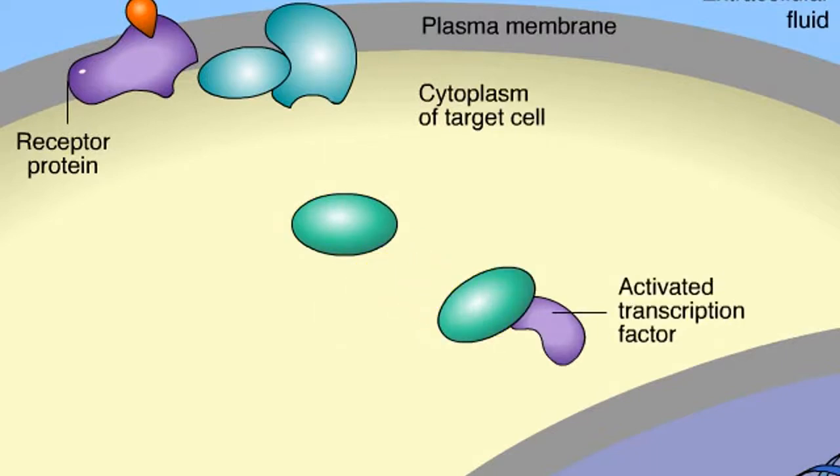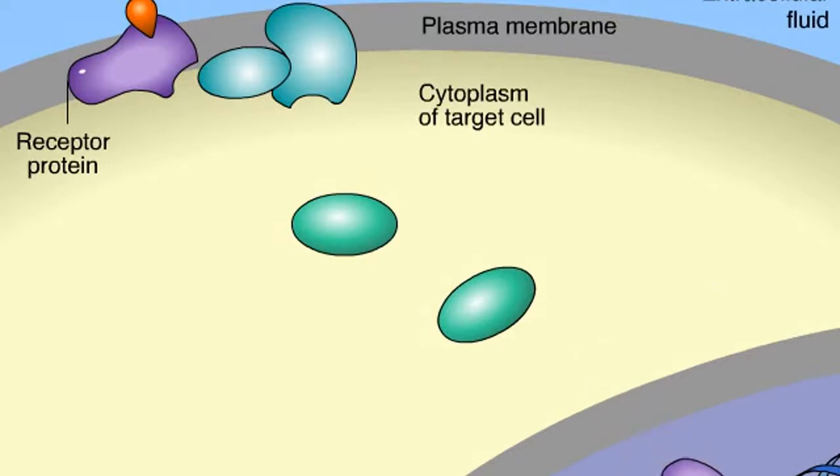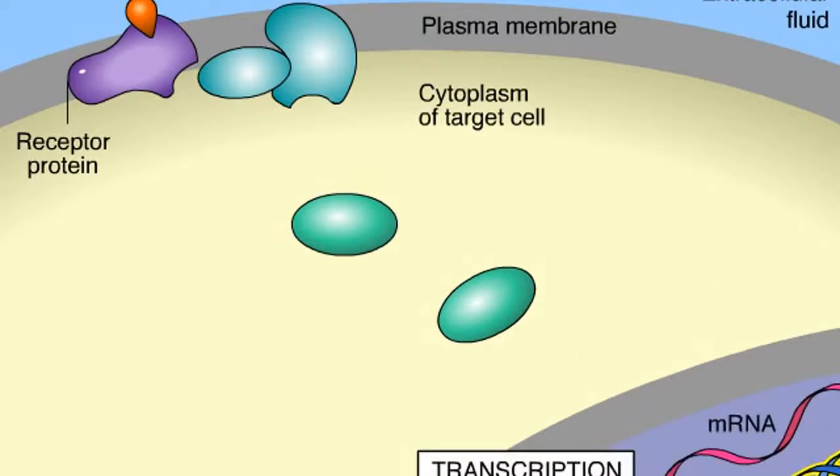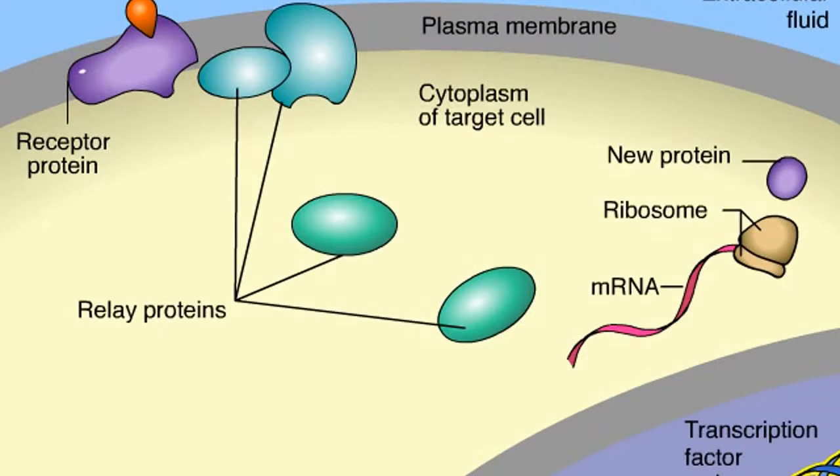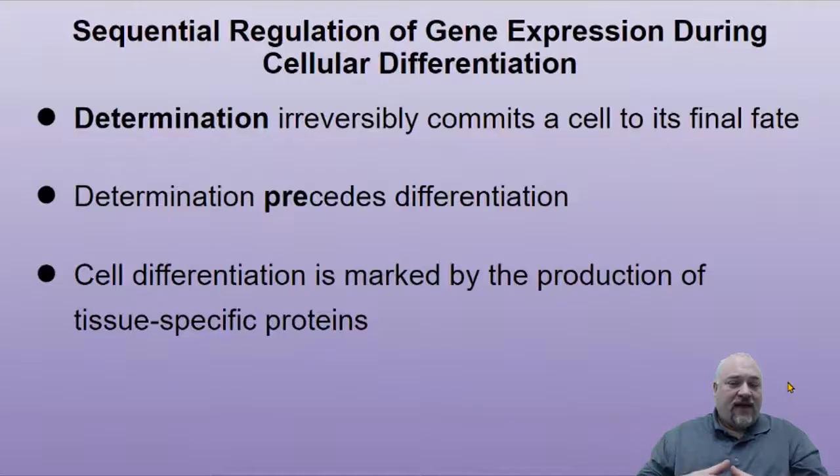The activated transcription factor attaches to the DNA and triggers transcription of a specific gene. The mRNA message is translated into a new protein, which changes the structure or function of the receiving cell. And so that's partially how we get cells split up, but how do we get the different genes turned on at the right times?